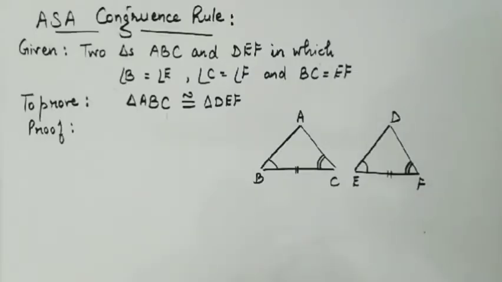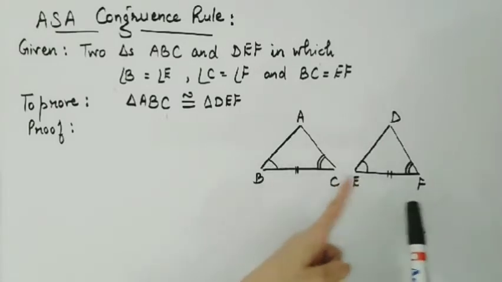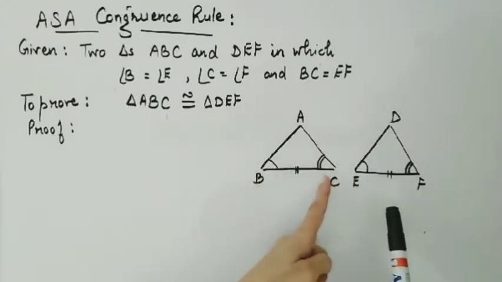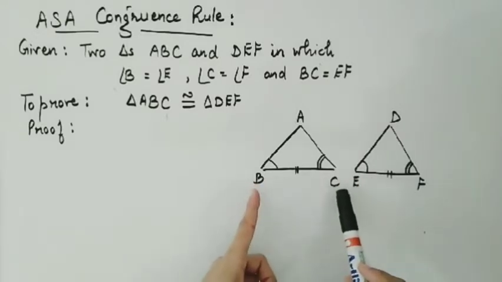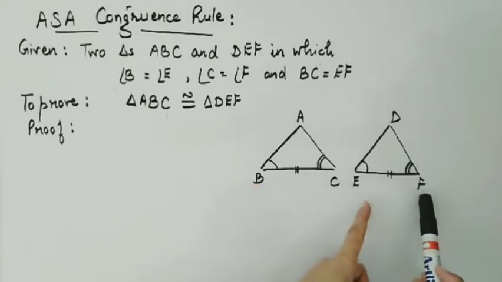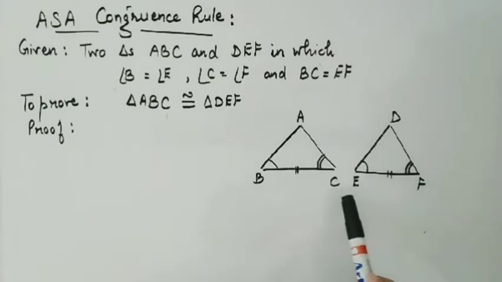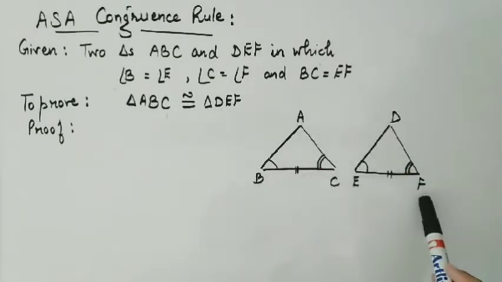Let us see how we proceed to prove this ASA congruence rule. Over here you would see there are two triangles ABC and DEF in which angle B and angle E are equal, C and F, these two angles are equal, and the included side BC is equal to EF. And we are asked to prove that triangle ABC is congruent to triangle DEF.